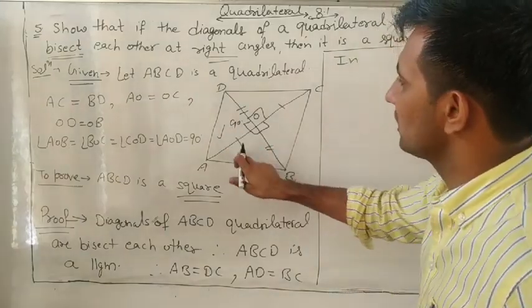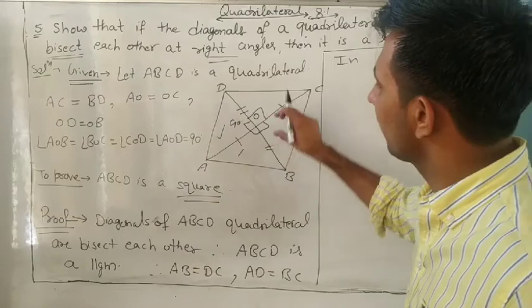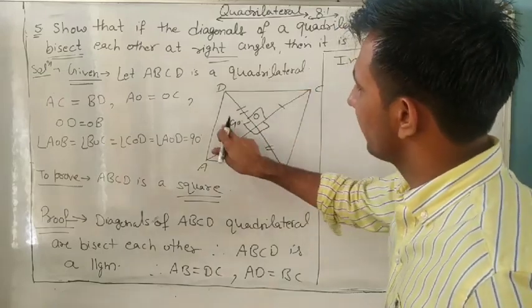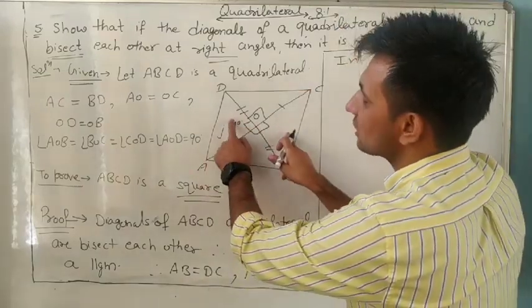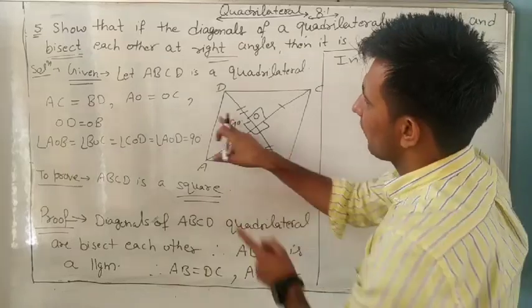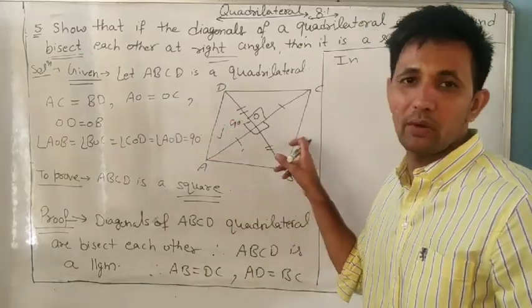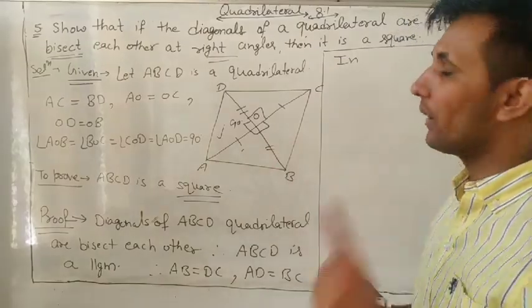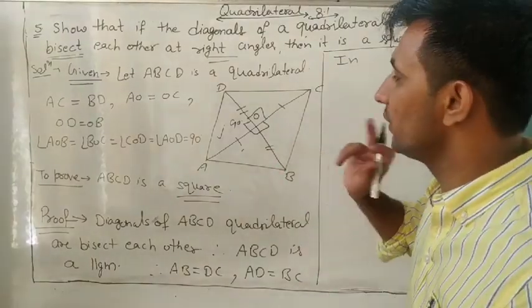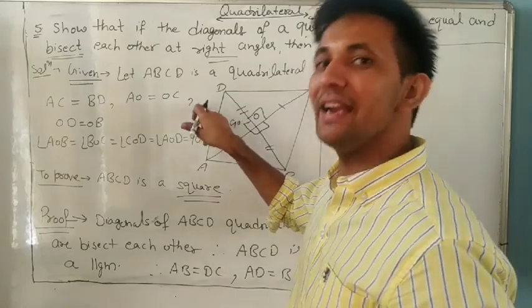You can take this one and this one. This one and this one you can take. Otherwise, you can't take this one and this one, because if you take this one and this one, then by corresponding parts, AD equals BC, but these are already equal. No need to prove that. Understand or not? We want to prove that all sides are equal. It means we want to show that AB equals AD also.